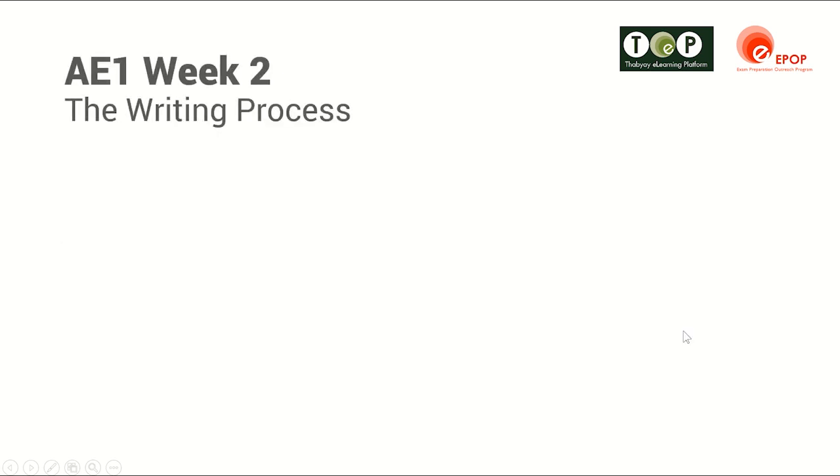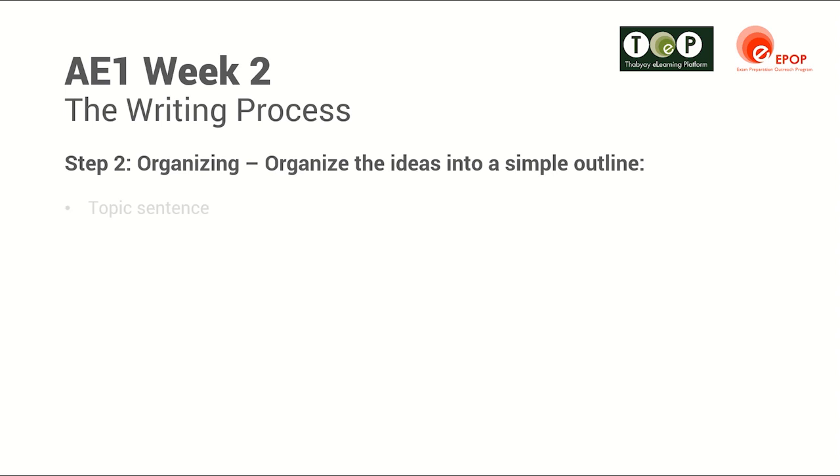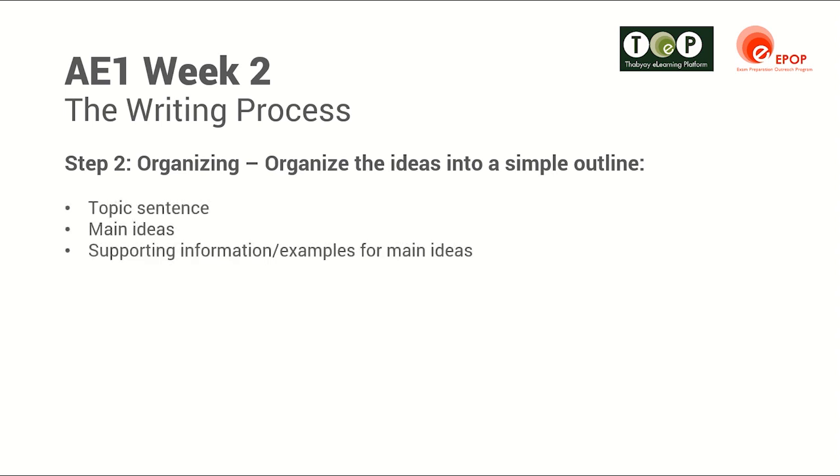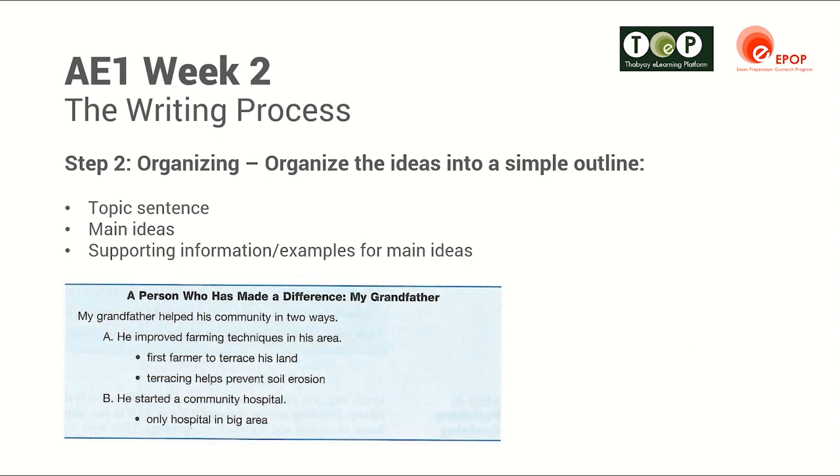So once you've completed step 1, you then move to step 2, which is organizing the ideas you've created in pre-writing into a simple outline. And that outline needs to include a topic sentence, the main ideas, and the supporting information and examples for the main ideas. So again, the example that the writer has produced in the book has the topic sentence here, and then A is one main idea, B is the second main idea, and then here the bullet points have the supporting information and the examples for those main ideas.